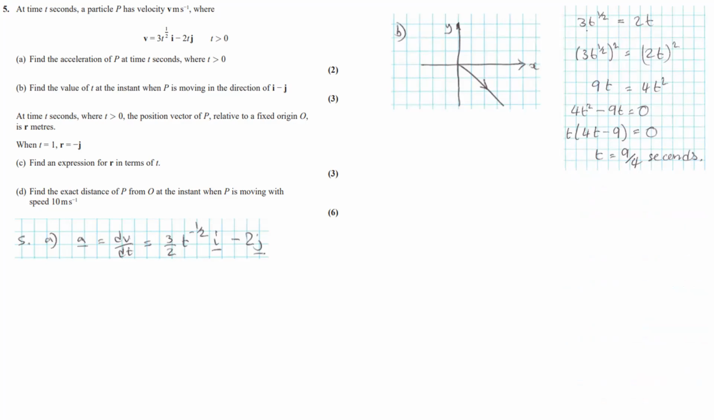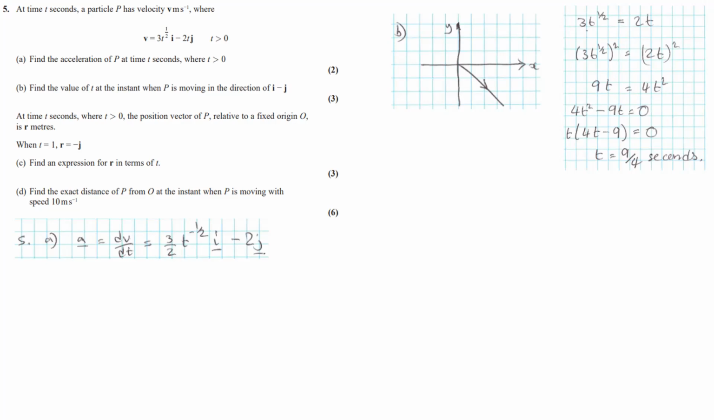So I got that. Now that was a bit tricky to solve. So I squared both sides, and don't forget to square the 3 and the 2, not just the t's. Took it over to one side, equated it to 0, factorized it. Now t is equal to 0, which is at the beginning, at the origin. That's not very helpful. Or t is equal to 9 over 4. So that's the time when it's moving in that direction.